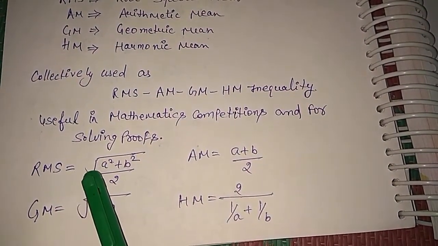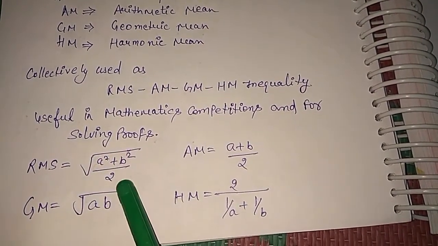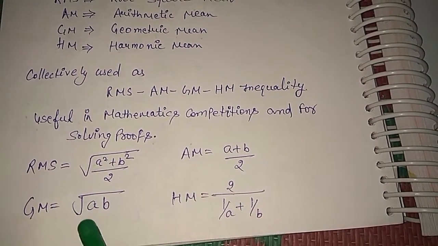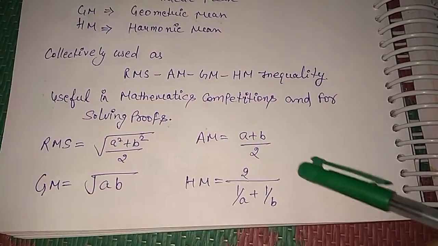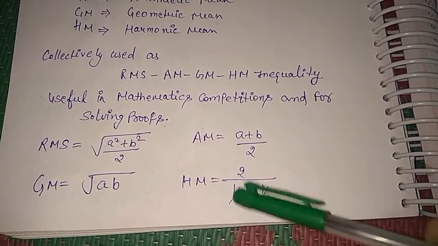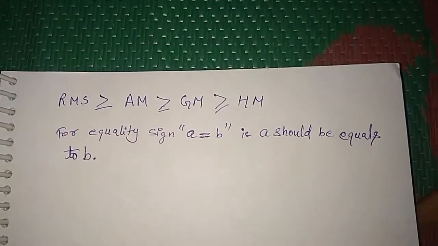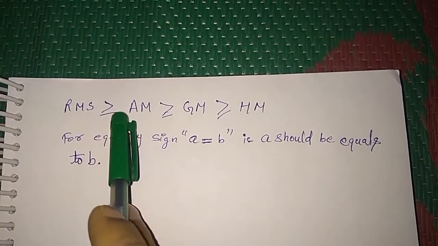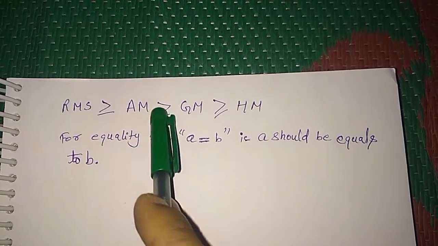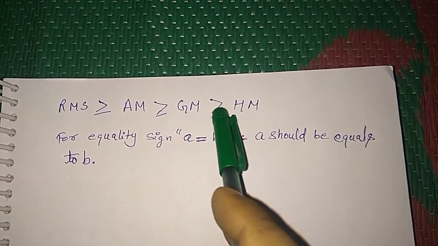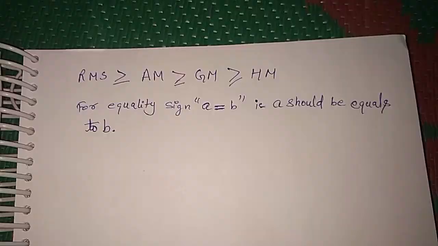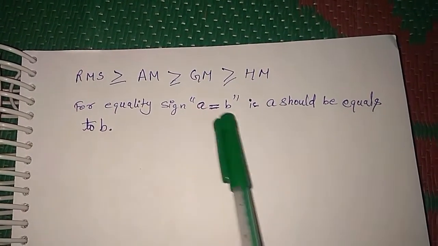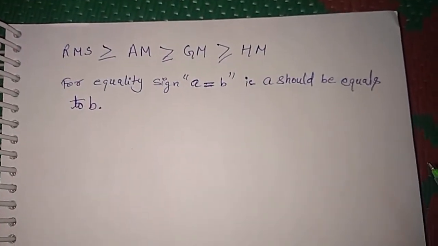RMS is given by the root of (a square plus b square) by 2. Arithmetic mean is given by (a plus b) by 2, geometric mean is given by root of a into b, and harmonic mean is given by 2 divided by (1 upon a plus 1 upon b). The relation between these four means is RMS is greater than or equal to arithmetic mean, which is greater than or equal to geometric mean, which is greater than or equal to harmonic mean. For the equality sign, the condition is that a equals b. Let's solve the problem now.